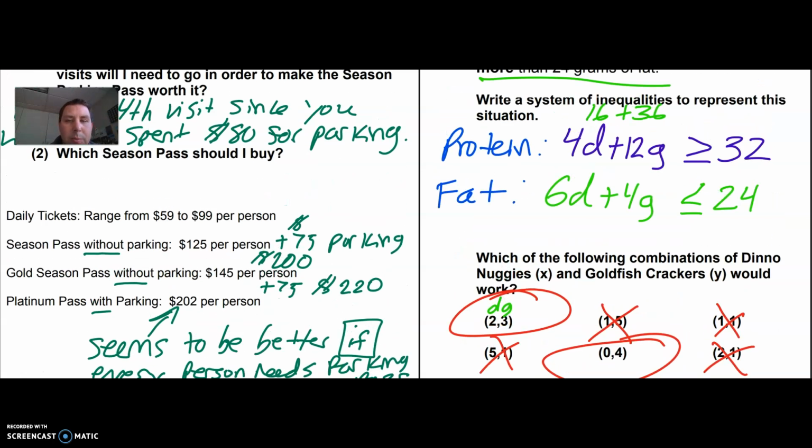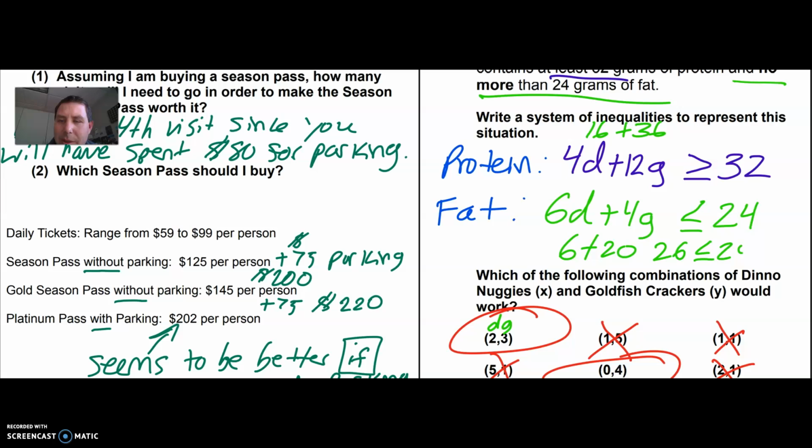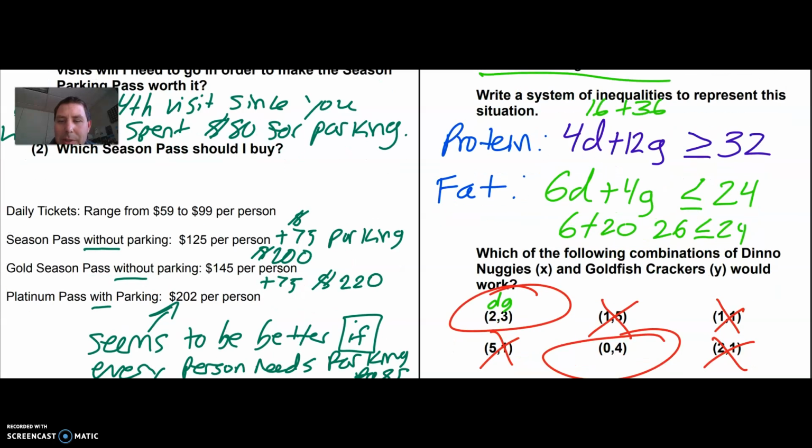So if I look, X is 1, or in other words, D is 1, let's just test that one out really quick. I'll plug it in the bottom one just to show you. 6 times 1 is 6, plus 4 times 5, which is 20. 6 plus 20 is 26. And notice 26 is not less than 24. So therefore, this is not a solution because it didn't work for the fat inequality. And that's what you're doing for all the other ones.